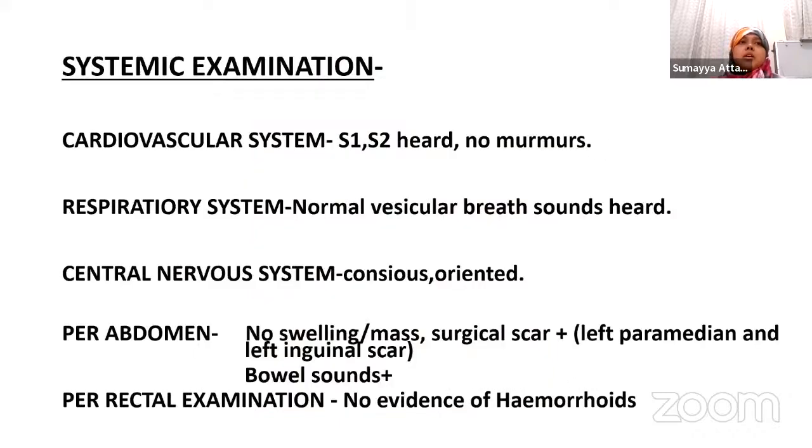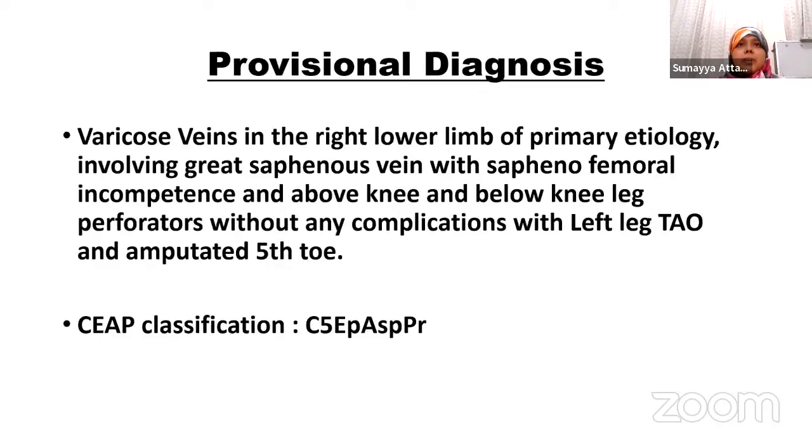Systemic examination. Cardiovascular system, S1, S2 heard, no murmurs. Respiratory system, normal vesicular breath sounds heard. Central nervous system, the patient is conscious and oriented. Per abdomen, no swelling or mass noted. There is a surgical scar, that is paramedian scar and left inguinal scar. The bowel sounds are present. On per rectal examination, there is no evidence of hemorrhoids.